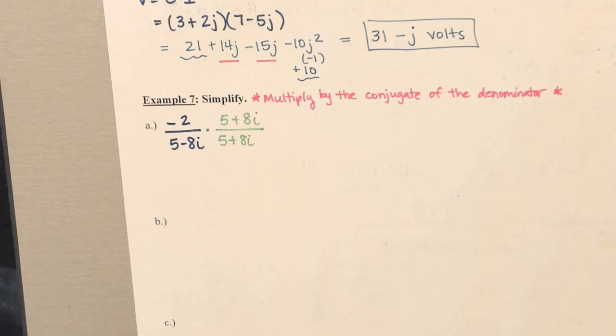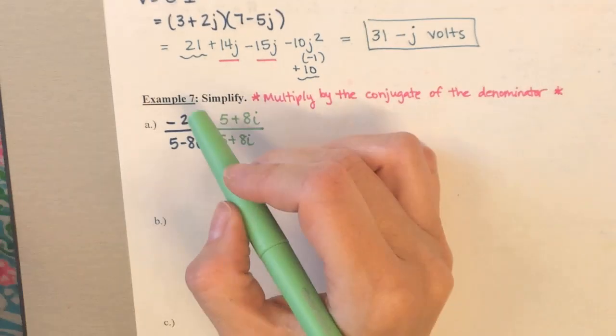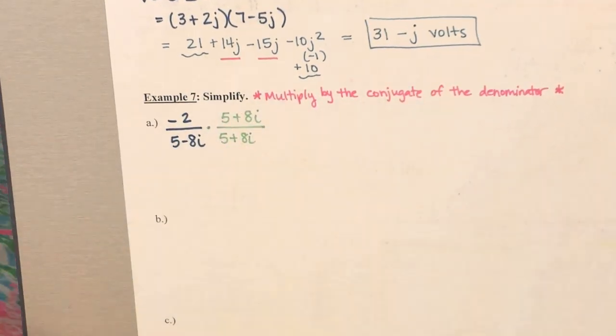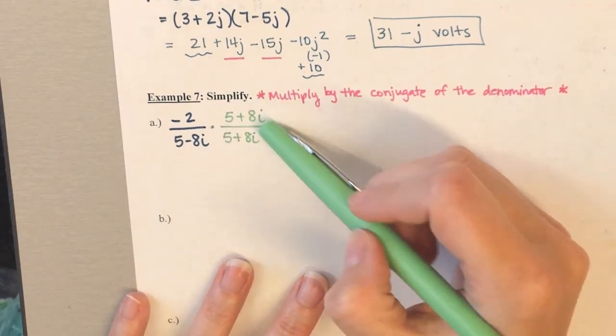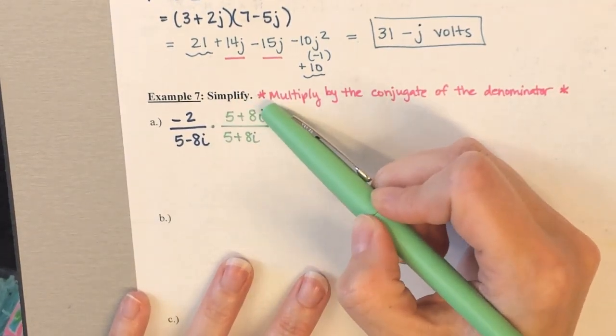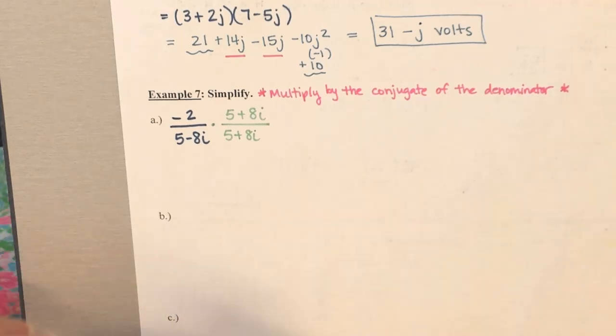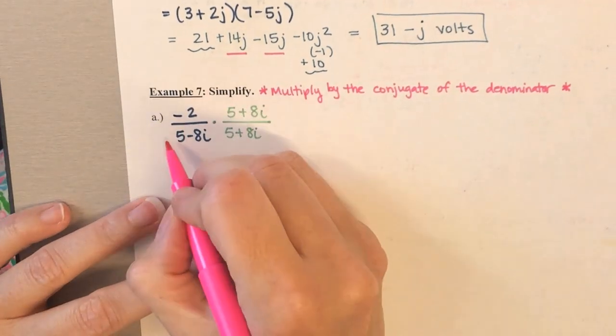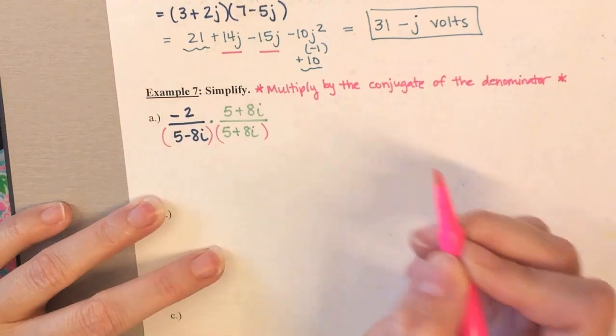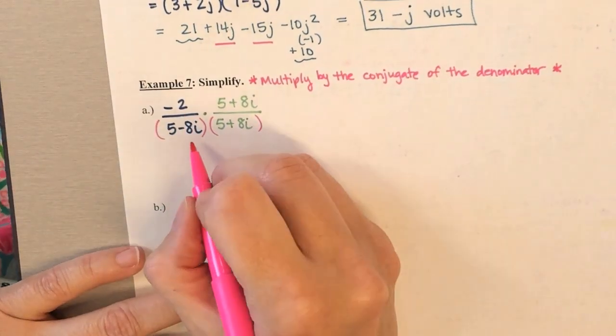Okay, so we have two things that we're doing here. We're multiplying on the top and we're multiplying on the bottom. You have to do that because if you multiply by the same thing on the top and the bottom, what are you really just multiplying by? 1. So if you're multiplying something by 1, you get the same thing. All right, so let's FOIL.